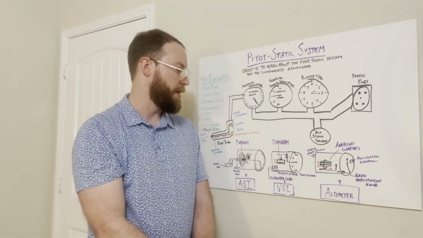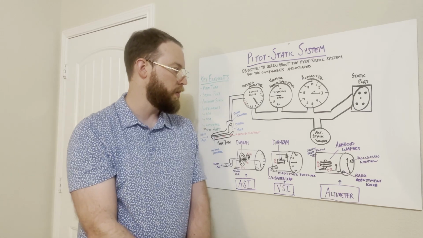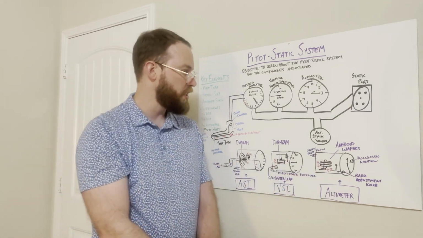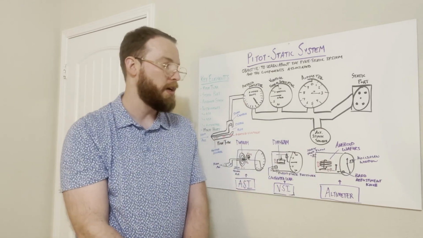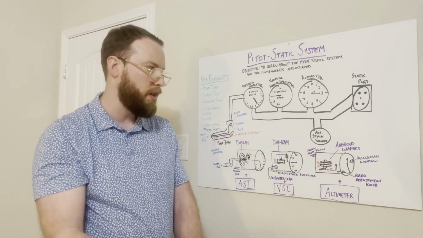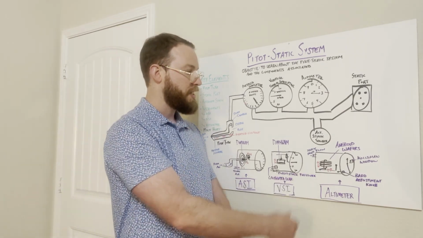Now, as we ascend or descend, the pressure is going to expand or contract the stack of wafers, move the mechanical linkages, and then give us the indications on the face of this instrument here. And that's going to give us our reading of MSL, mean sea level, of where we are in the aircraft. So that's our altimeter.